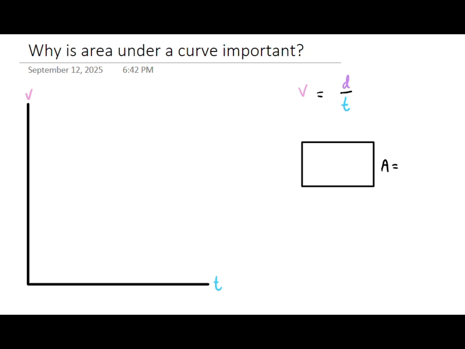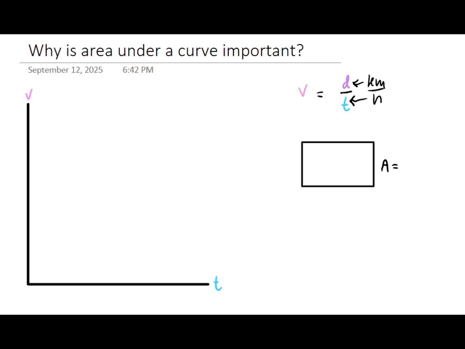In this lesson, we're going to be looking at why the area under the curve is important. Why do we care so much about it? To start off with some background information, we know that the speed formula is distance over time, and we can see that by knowing that speeds are recorded in kilometers per hour, kilometers correlating to distance, and hours correlating to time.